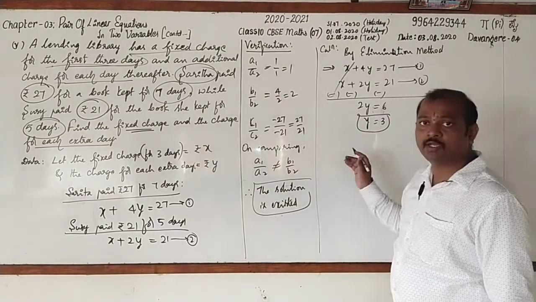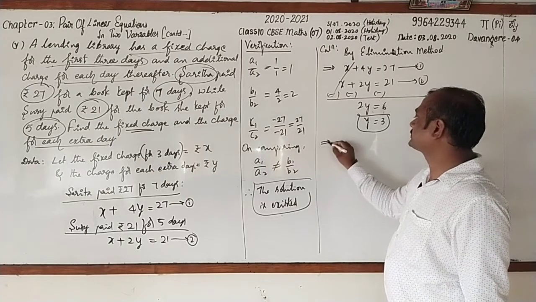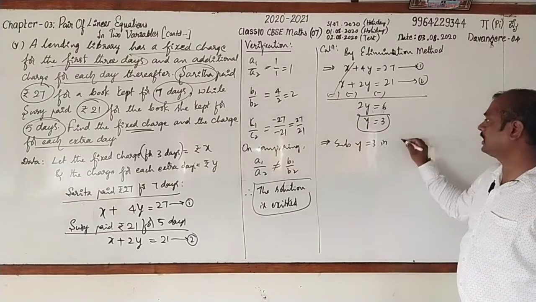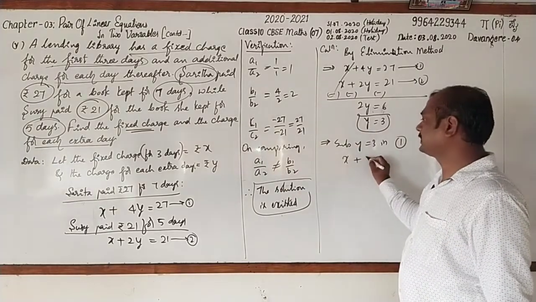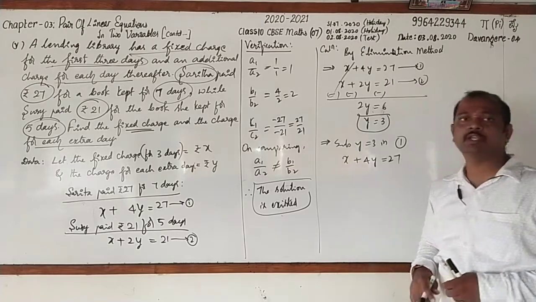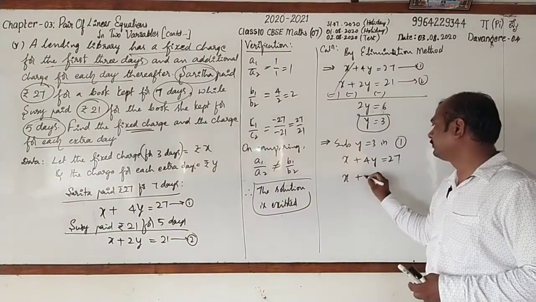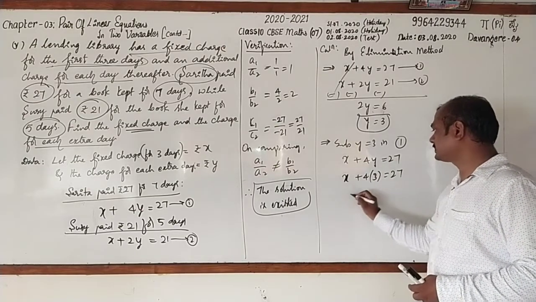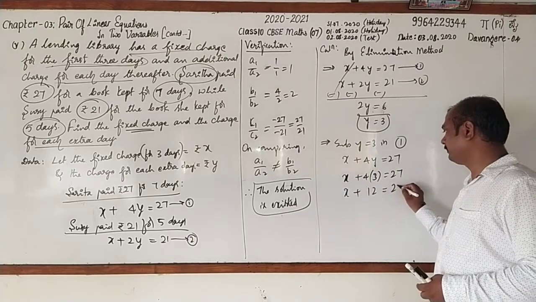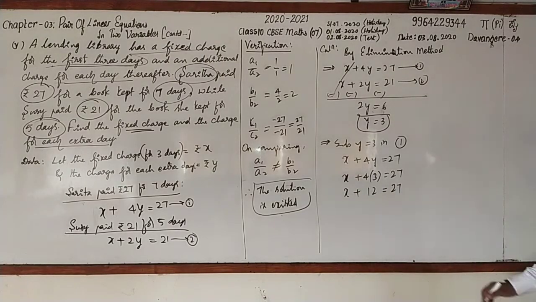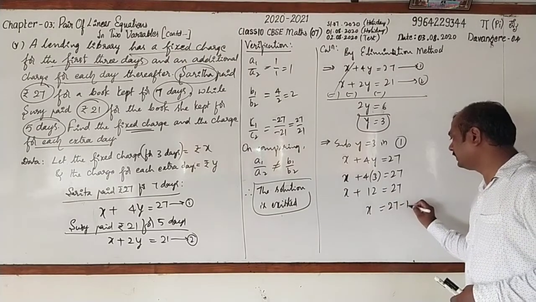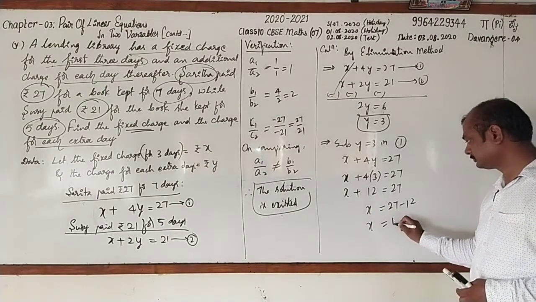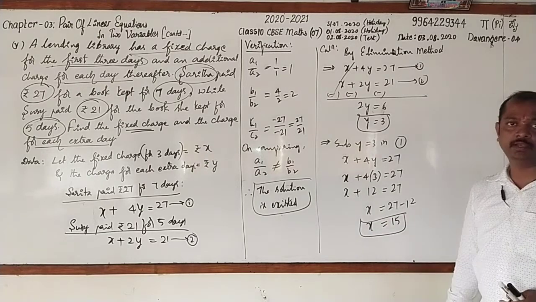Next, we have to find out x. So substitute y equal to 3 in any one of the two equations. I go for taking 1. It is x plus 4y equal to 27. X plus 4 into what is y? Y is 3. It's equal to 27. X plus 4 3s are 12 equal to 27. Then x equal to 27 minus 12. X equal to 27 minus 12 is, it is 15.